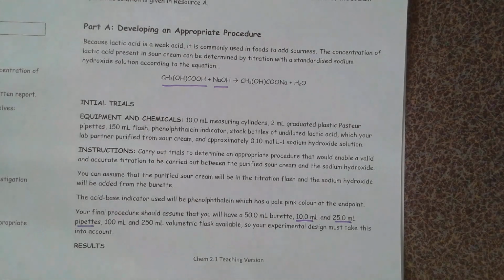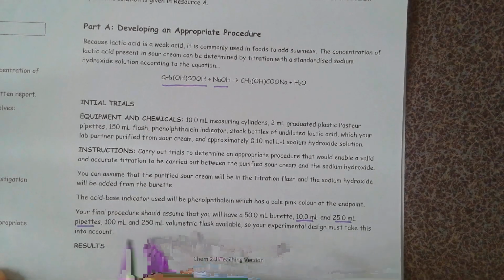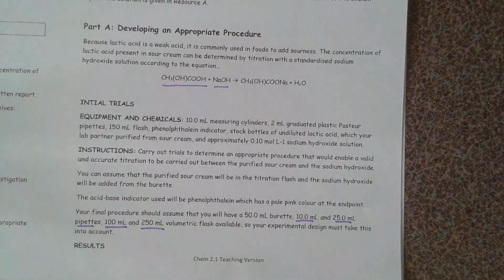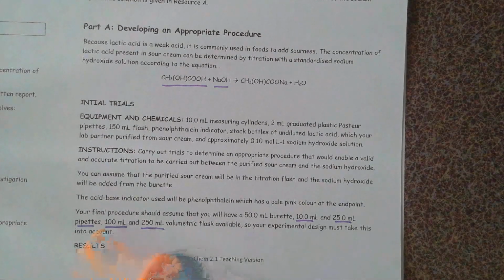The other thing that I see in that is that it tells me you are also given a volumetric flask at 100 and 250. Oh, this is 1,000. That's too big. All right, this is an example of a volumetric flask. Sorry, 100 and 250. I misread numbers all the time. So those are the two sizes that I am given.